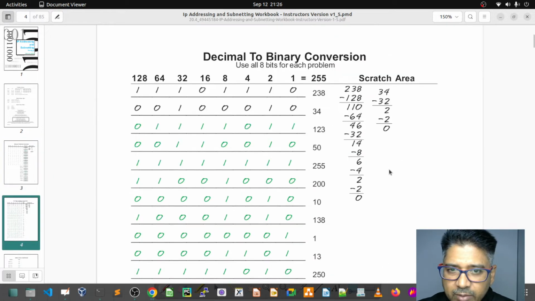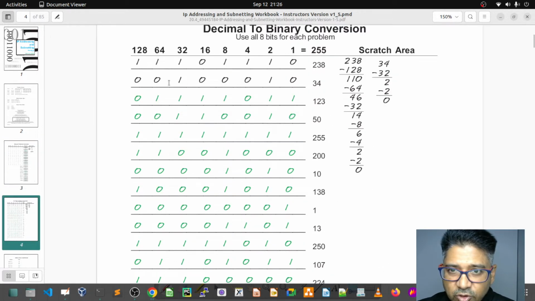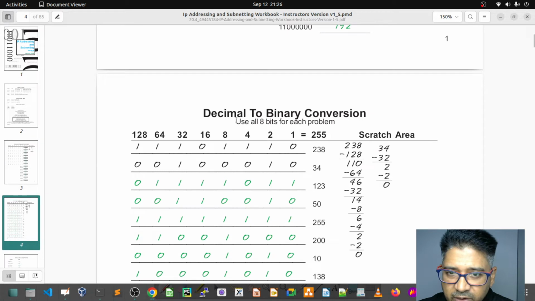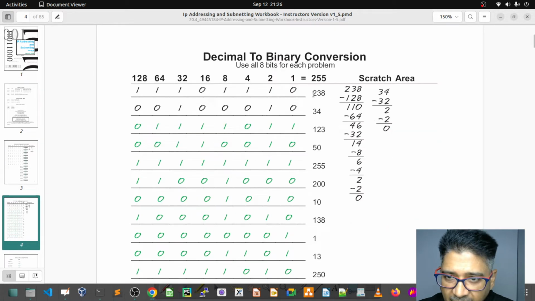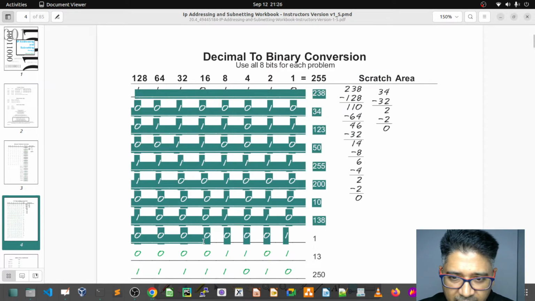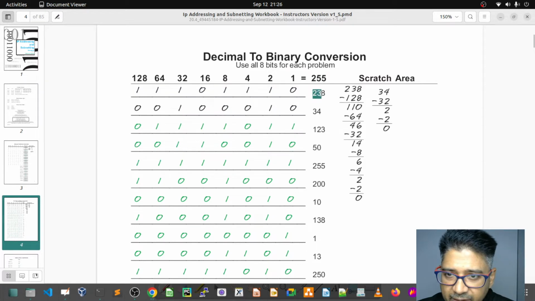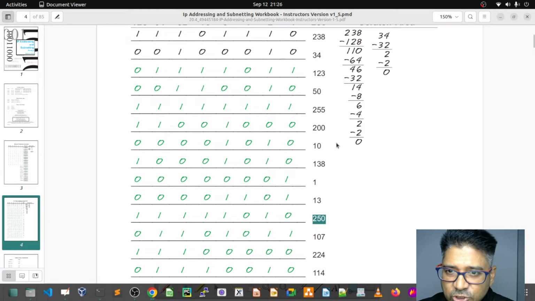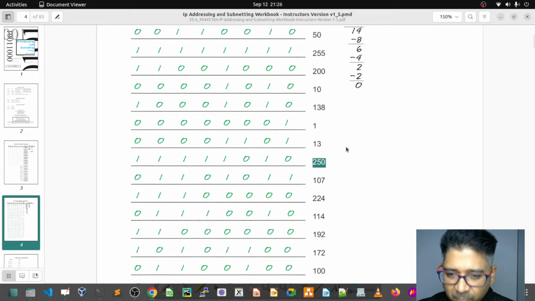Okay, now come to decimal to binary. Here in the same way, we had binary to decimal conversion, and here decimal to binary. They have given the decimal value, and this is the handwritten binary value. You can take any random number and do the exercise without looking at the answer. It's already discussed and we have practiced.